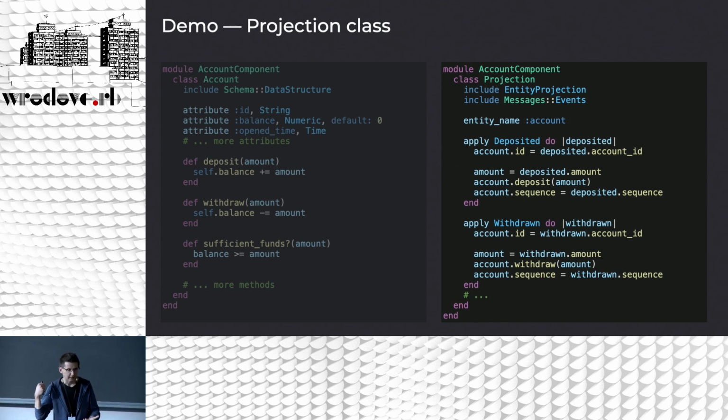It's not like in the handler that had some logic for each type of message. No, we already have those events. We just have to apply information to project it in some way into an entity. And this is a class, again, just a bit of DSL. So we have apply blocks. So apply this kind of event this way.